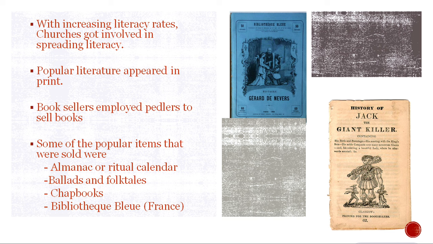In this era when literacy rates have gone high, a very important role is being played by the churches. Now, what do the churches do? The churches play a very significant role by opening schools in various parts of Europe. They go to small little towns and open schools where children can come and basically learn to read the Bible. But as literacy rates start increasing, people start appreciating more popular literature.